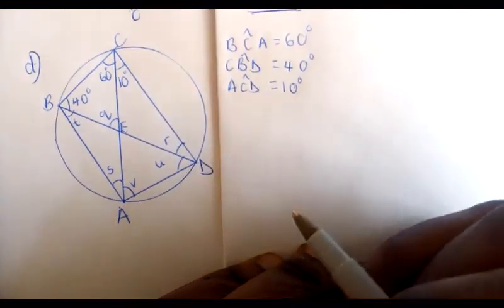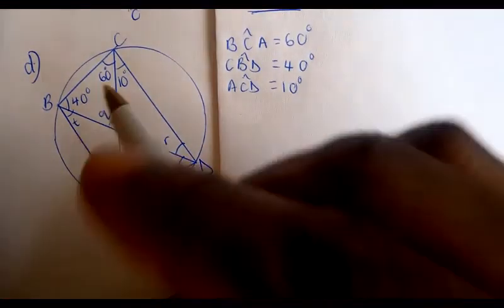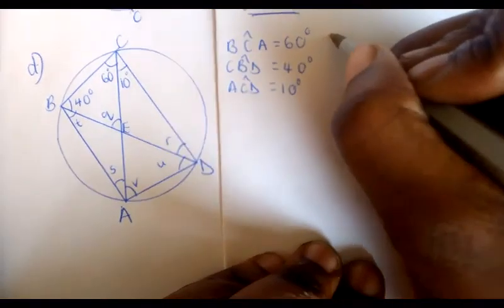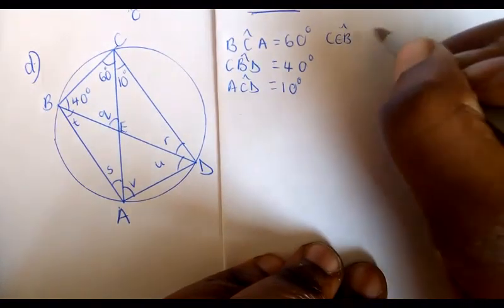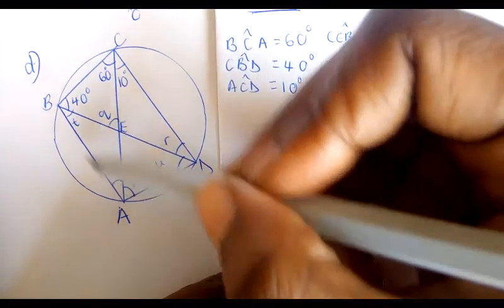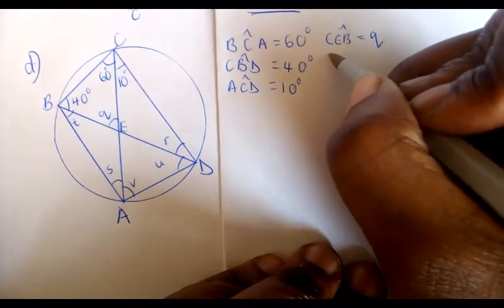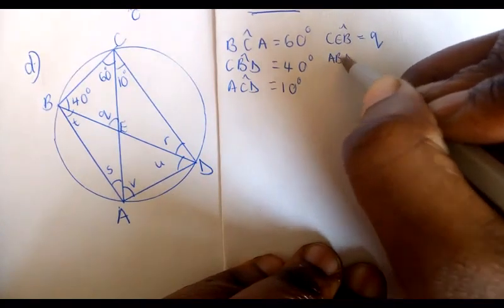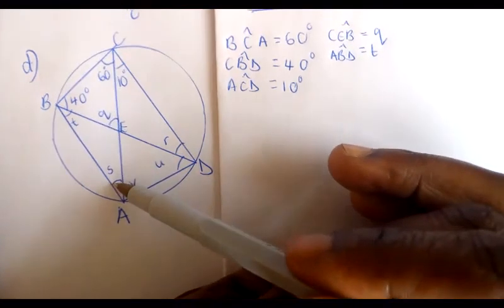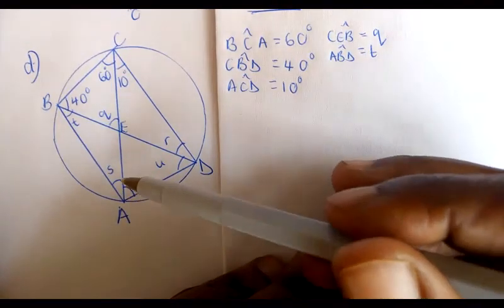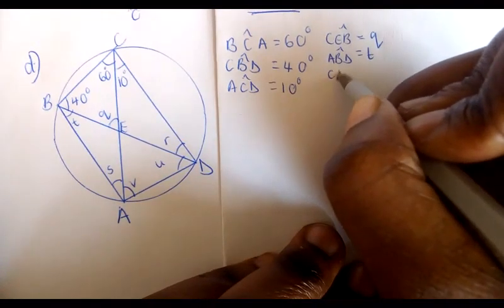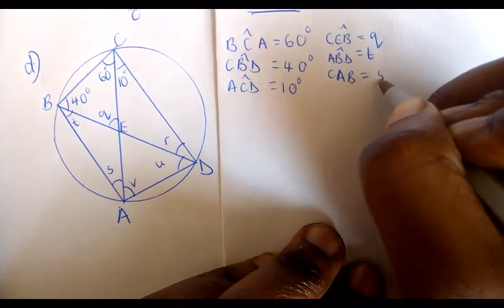Then the angles that we have to look for, the first angle is this angle Q, which is angle CEB. Angle CEB is equal to Q. Then the next angle T, angle ABD. Angle ABD is equal to T. Then the next angle is angle S, which is angle CAB. Angle CAB is equal to S.